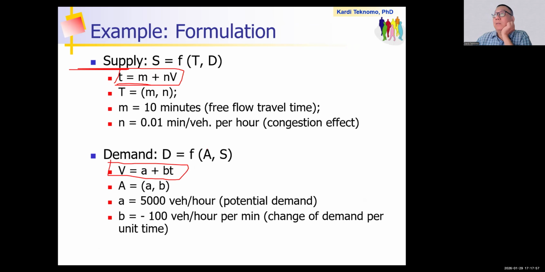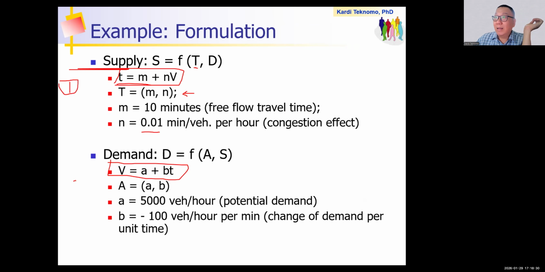Now the transport system is represented by these two parameters. M represents the free flow travel time, say 10 minutes initially, and N here represents the congestion effect, say 0.01 minute per vehicle per hour. So this is the first model.